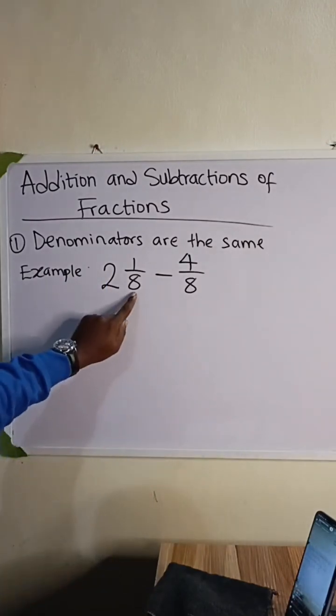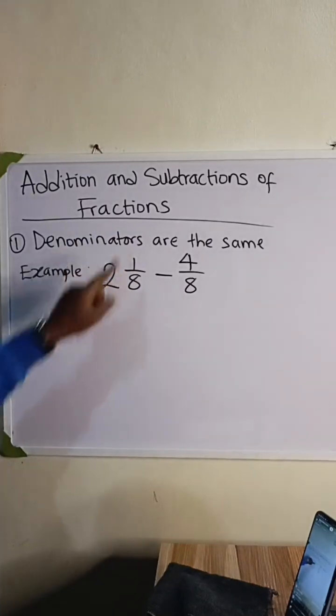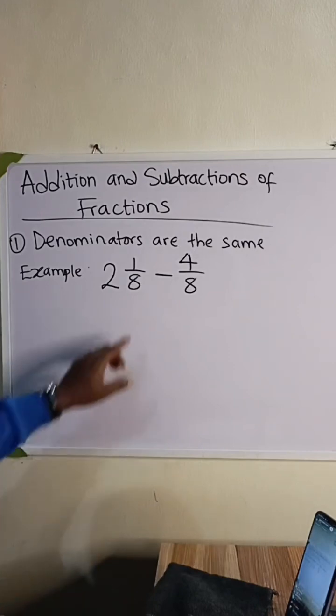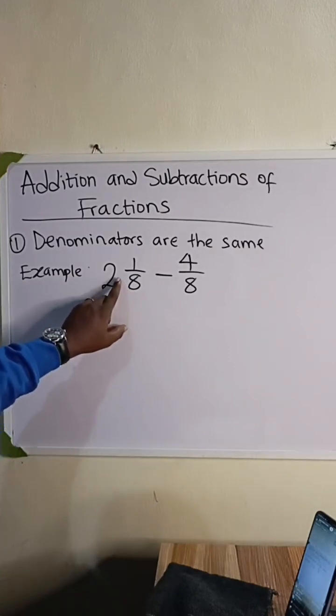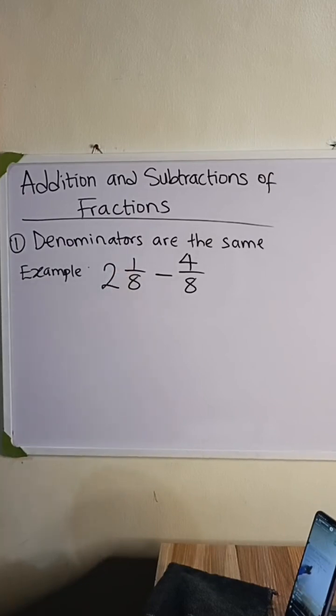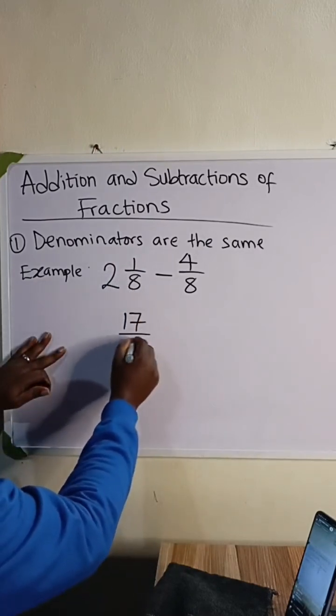So the denominator is 8, the whole number is 2, and the numerator is 1. We have learned about this earlier in our previous class. You can go to my YouTube channel to watch the entire class on converting improper fraction to mixed fraction and mixed fraction to improper fraction. So how do we go about that? 8 multiplied by 2 will give us 16, and 16 plus 1 will give us 17. So 2 whole number 1 over 8 is the same thing as 17 all over 8.